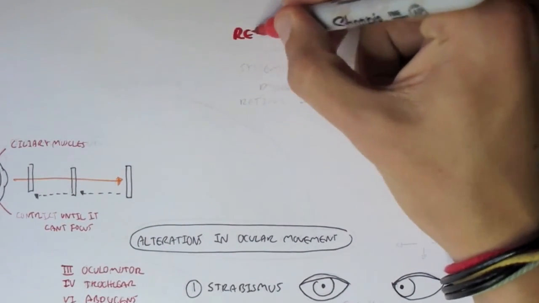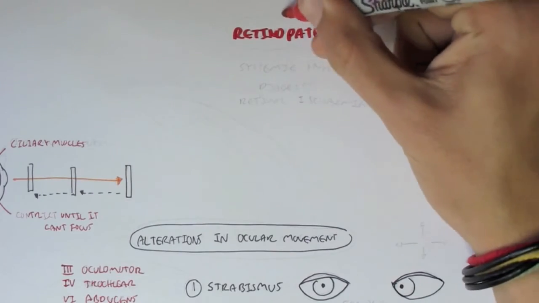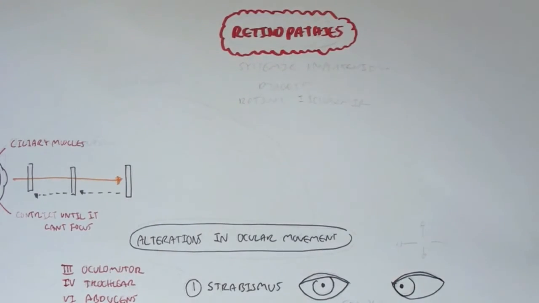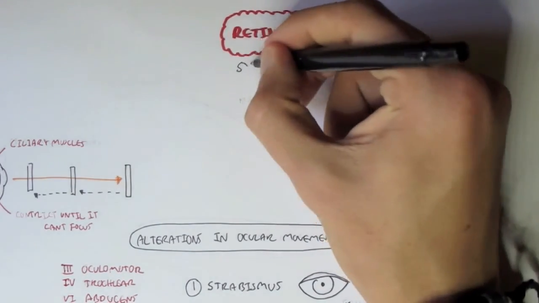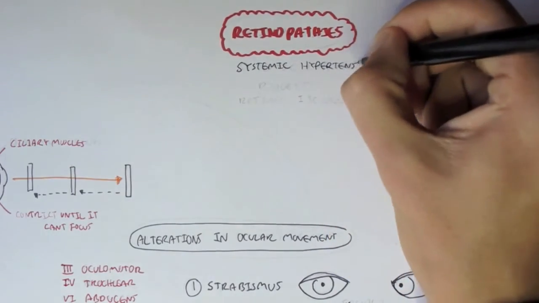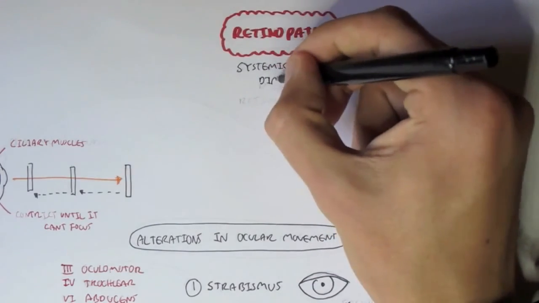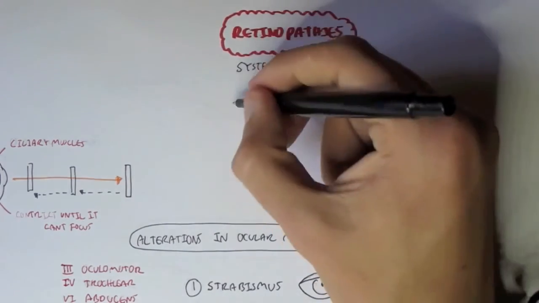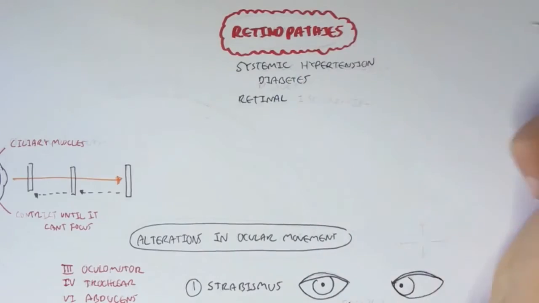The last thing I want to talk about is retinopathies. And there are many retinopathies caused by other conditions, such as systemic hypertension, diabetes, and retinal ischemia. And these are only some.